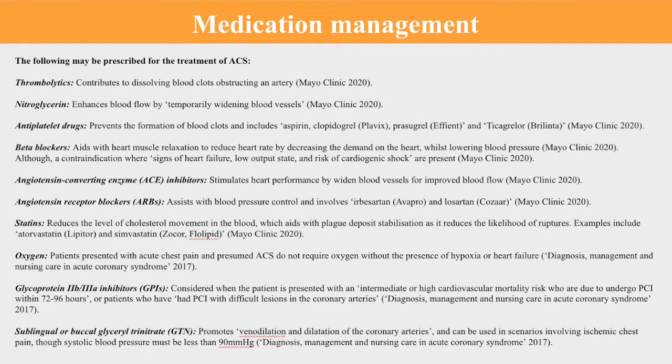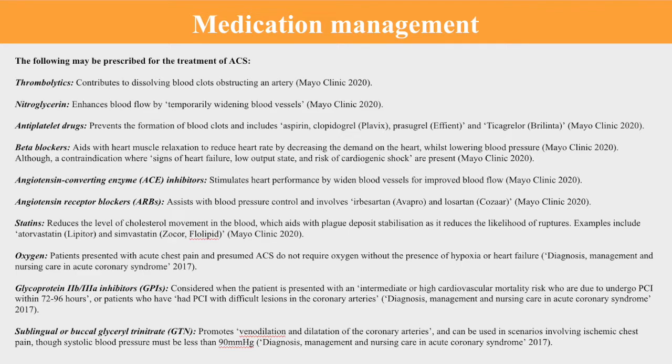The following may be prescribed for the treatment of ACS. Thrombolytics contribute to dissolving blood clots obstructing an artery. Nitroglycerin enhances blood flow by temporarily widening blood vessels. For STEMI, 0.4 milligrams sublingually are administered every 5 minutes for up to 3 doses as blood pressure allows, or 10 micrograms per minute via IV. For non-STEMI ACS, it is prescribed as for STEMI, although it should not be prescribed if a type 5 phosphodiesterase inhibitor has been received within the previous 24 to 48 hours.